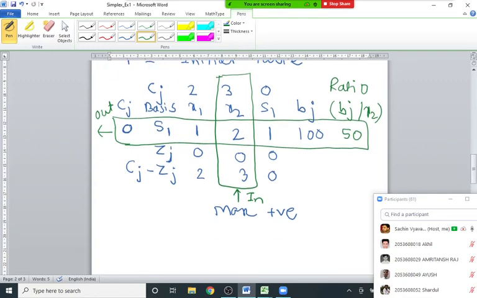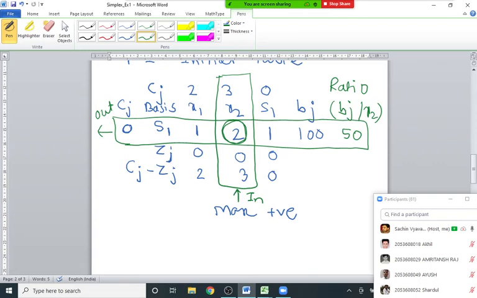Once we get the incoming and outgoing variables, the intersection of the incoming column and the outgoing row is known as the pivot element. In this case, this 2 is the pivot. For this pivot, we have to use the elementary row operations that you are going to learn in matrices. We have to make the pivot 1 and the other entries in that column 0. In this case, only one row is there, so we just have to make the pivot 1 so that the variable becomes a basis variable. The middle row is important.